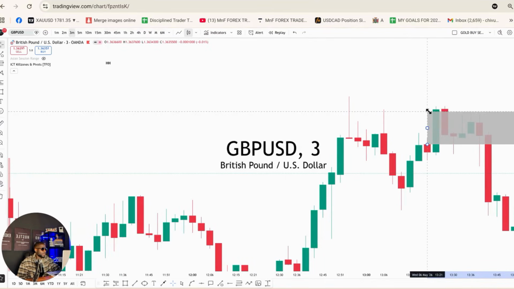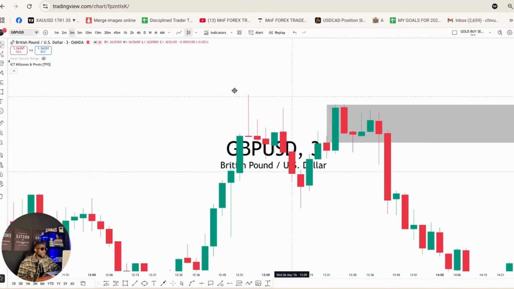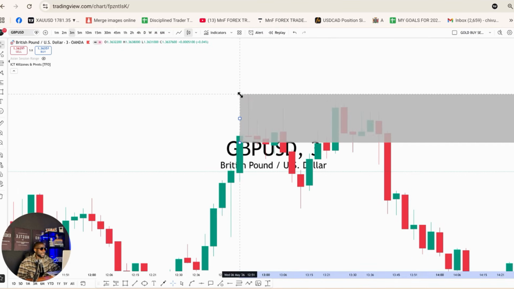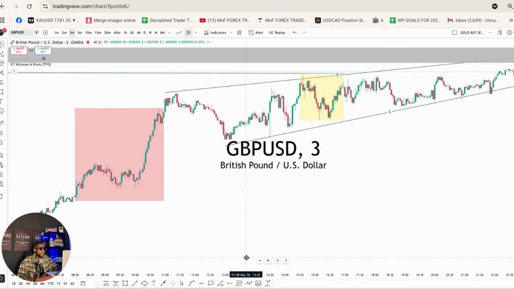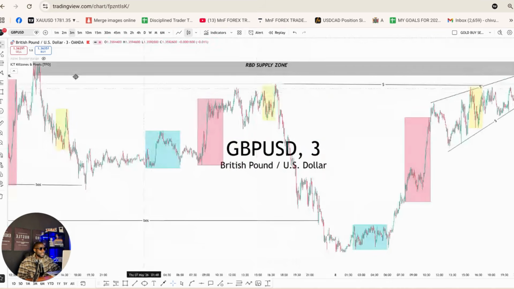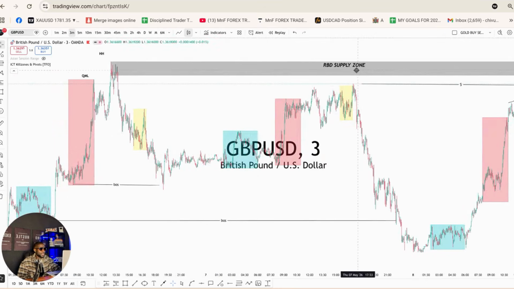This will be our order block, right? But because we have this candle right here, I like to cover up like that so that we can have a very nice setup like that. So we have our order block already figured out. We have our QML, which is here. We have a break of structure. We have a rally base drop supply zone.